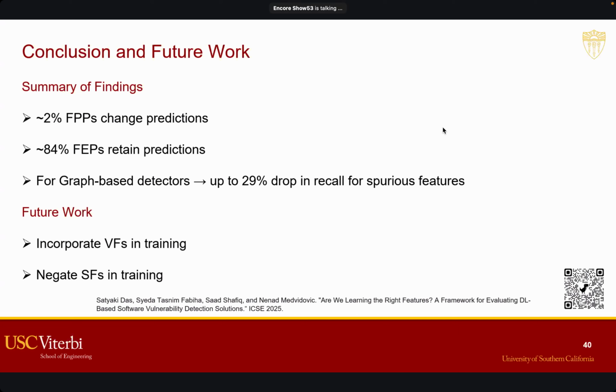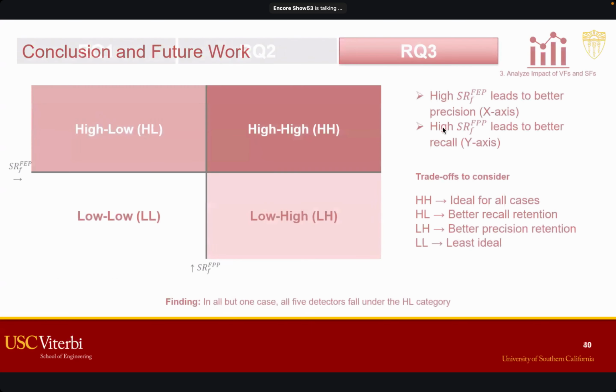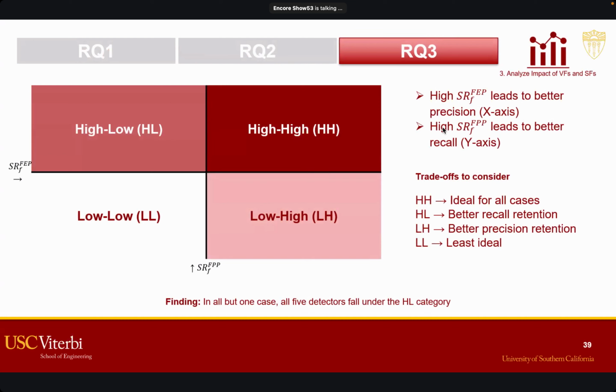Maybe a clarification question, because I'm not an expert in this, but I'm wondering how the results you got there can help us to make safer code with fewer vulnerabilities. Yeah, that's a good question. I'm going to go back one slide. The way you want to use this result specifically is, if you have to choose between one of the detectors, you can see which quadrant your detector falls into, and based on that, you can decide.